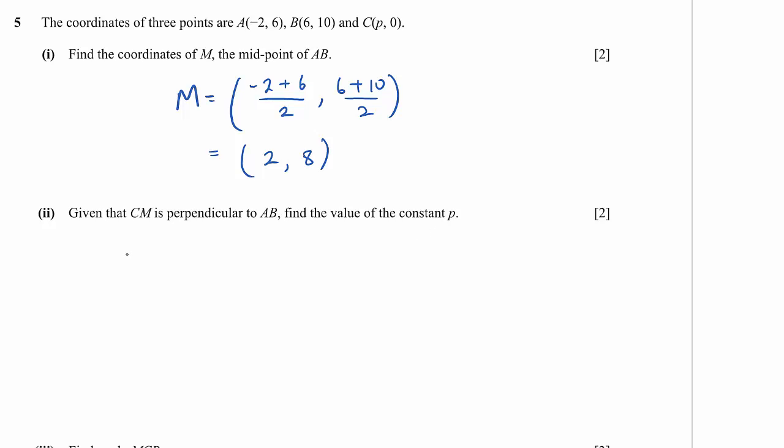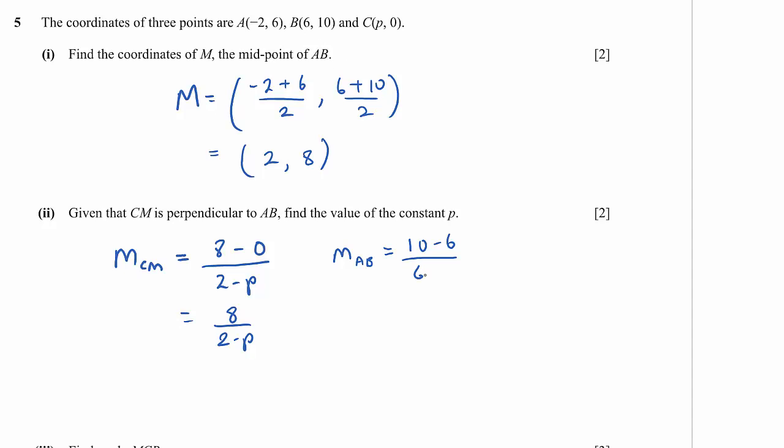Okay, so let's think about CM. In actual fact, let's just think about the gradient of CM. So we've got the difference in the y coordinates, so 8 take away 0, over the difference in the x coordinates, which is 2 take away p. So that's 8 over 2 take away p. Now let's think about the gradient of AB. Difference in the y coordinates, 10 take away 6, and difference in the x coordinates, 6 take away -2, so that's 6 plus 2. So that gives me 4 over 8, which is a half.